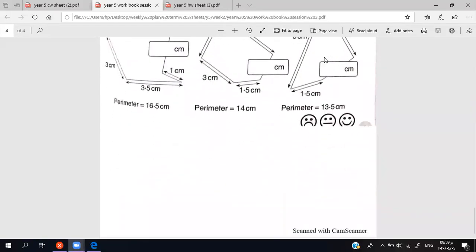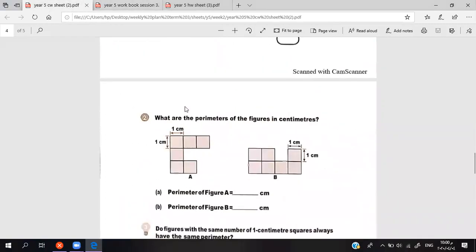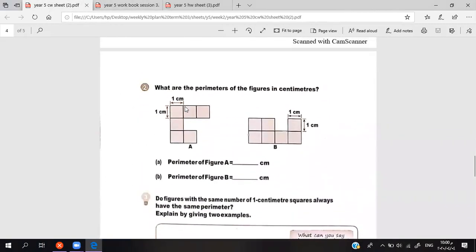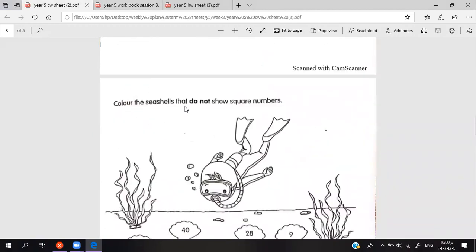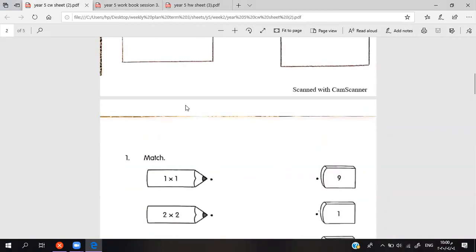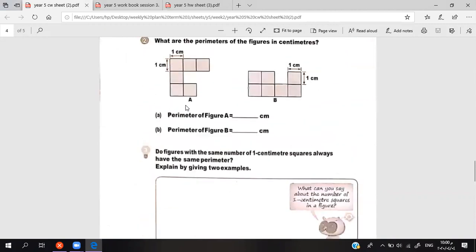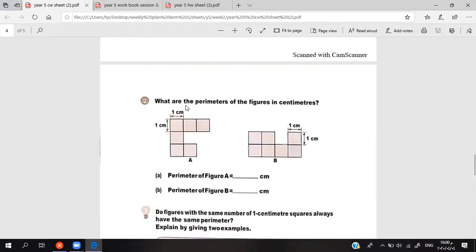Now, guys, I need you please to go back to the class worksheet. Okay, sheet number 4. We already answered the first 3 sheets. Now we're in sheet number 4. Here is the last way you can calculate a perimeter. Let me show you how.